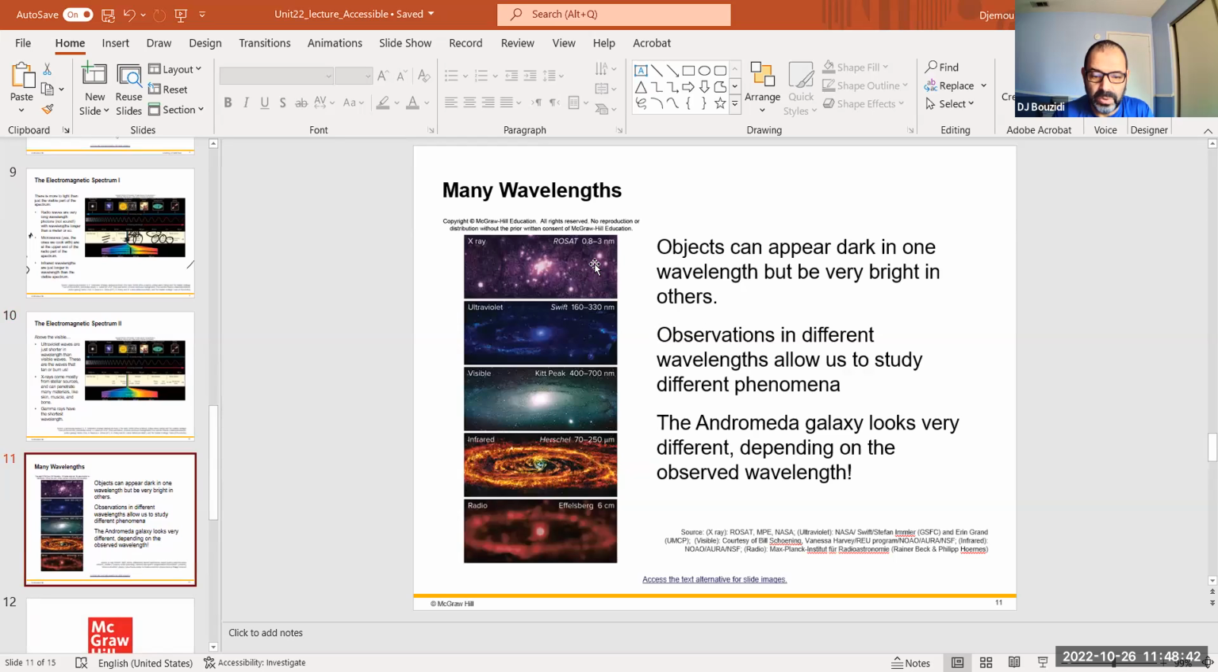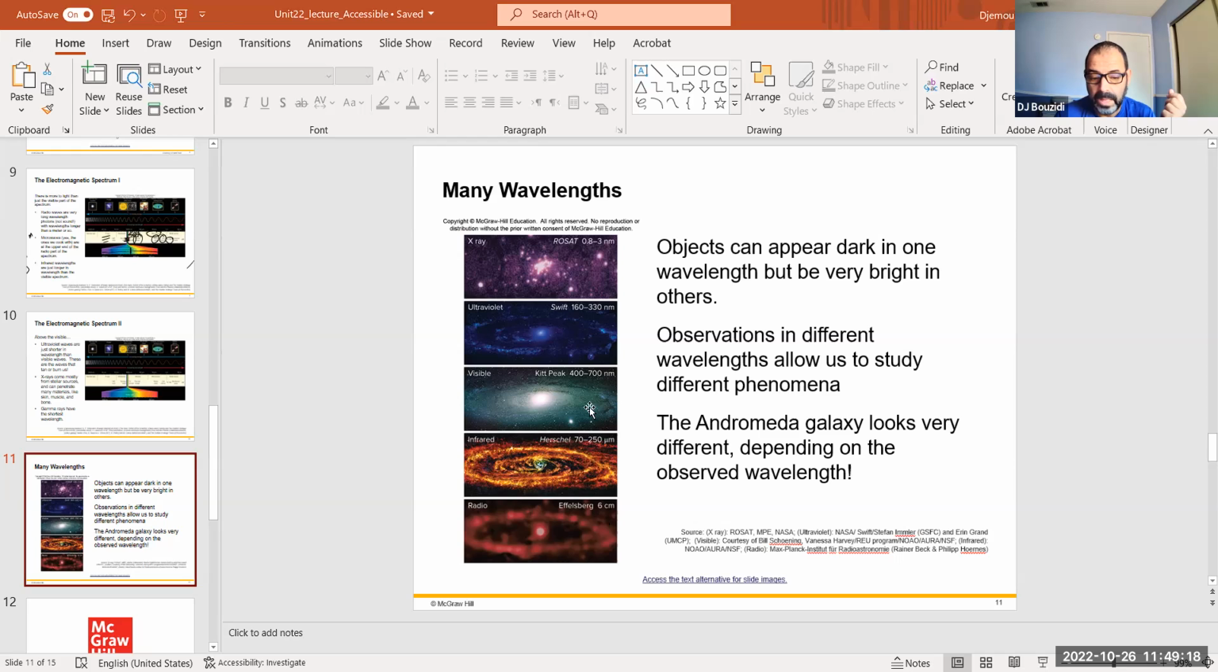And of course, as I mentioned already, different telescopes, whether Chandra, James Webb, Spitzer, or the Hubble telescope, now they have different views of the universe. In this case, the radio waves, the same galaxy, by the way, it's the Andromeda galaxy. And Herschel, in this case, this is a different wavelength. This is the infrared. Okay, this is between 70 to 250 micrometers.